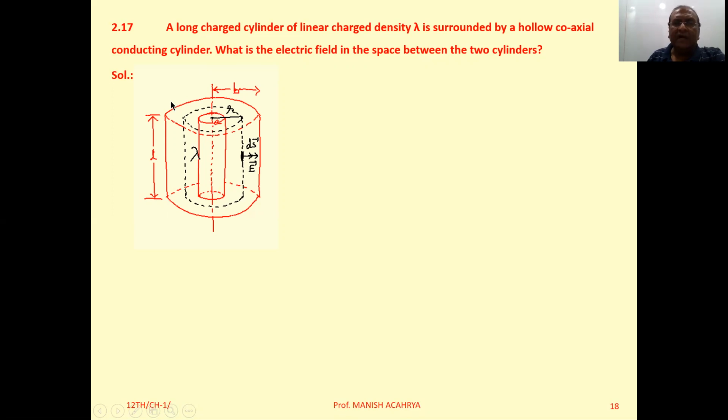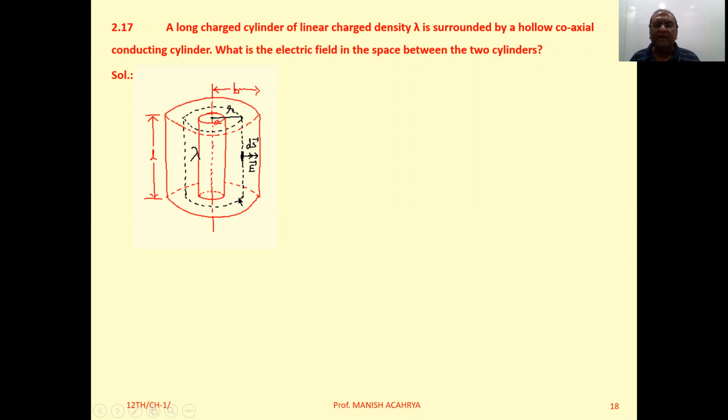Then the outer cylinder, which is coaxial to the inner one, has radius equal to B. Now we want to find the electric field in the space between these two cylinders. So for that, consider a cylindrical Gaussian surface having radius equal to small r.